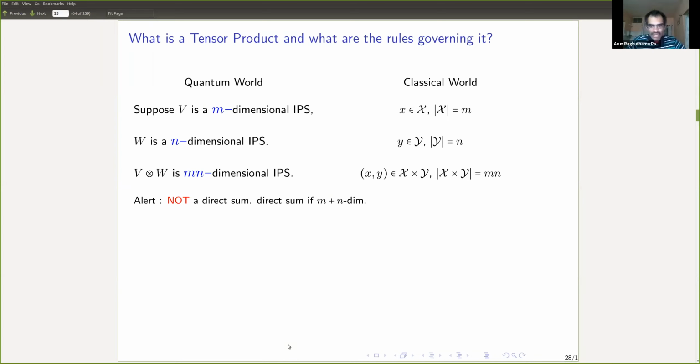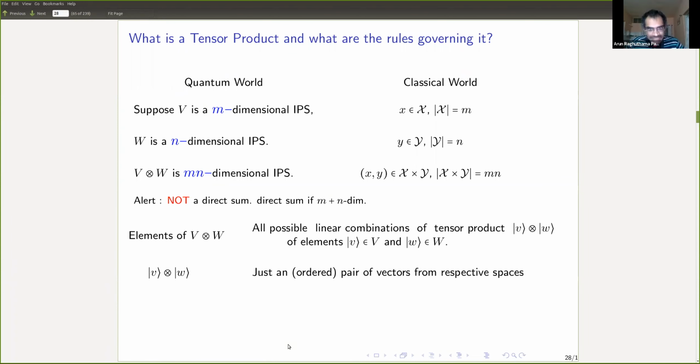And what is a tensor product space? Essentially, it's all possible linear combinations of tensor products V tensor W. Okay, so you might ask, what is V tensor W? For the moment, you just think of V tensor W as an ordered pair of vectors. Okay, just think of it as an ordered pair of vectors. I will describe the algebra imposed on this ordered pair of vectors and the linear combinations of these ordered pairs of vectors. That's what the tensor product space is.